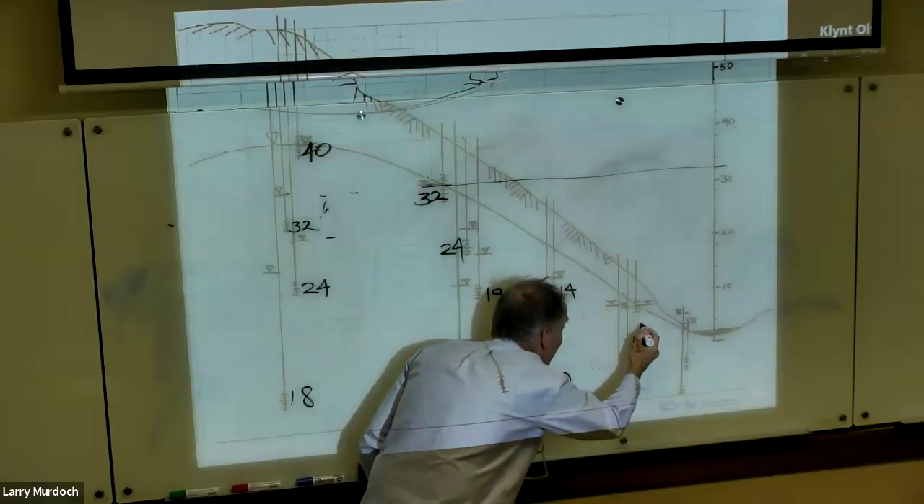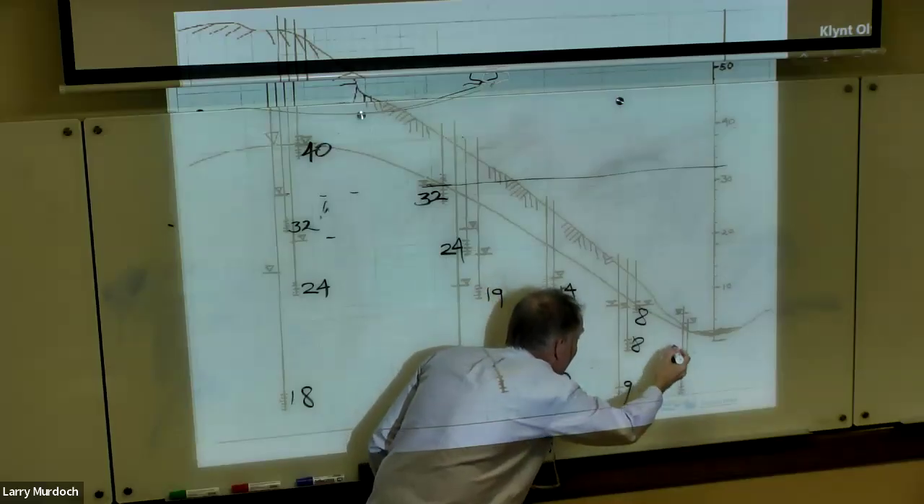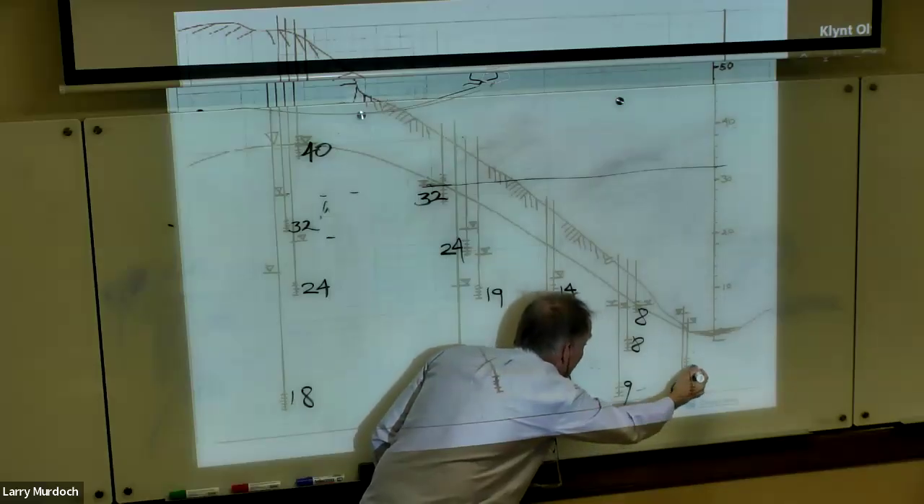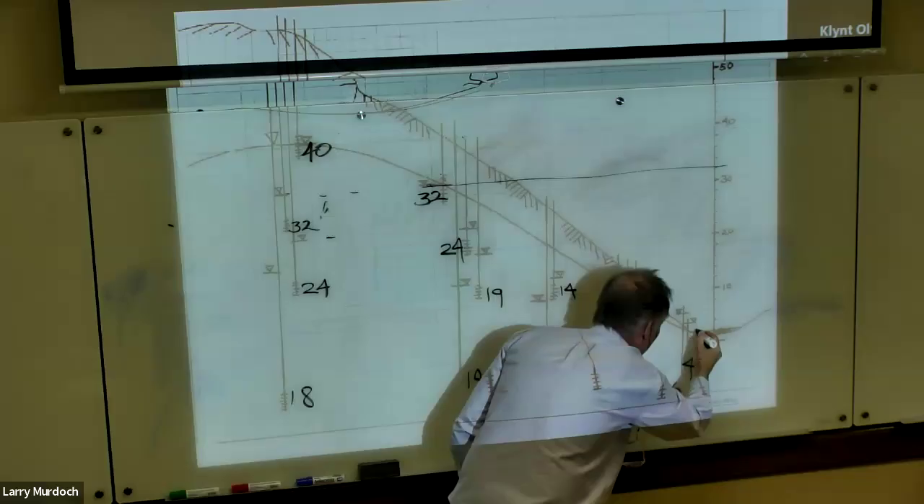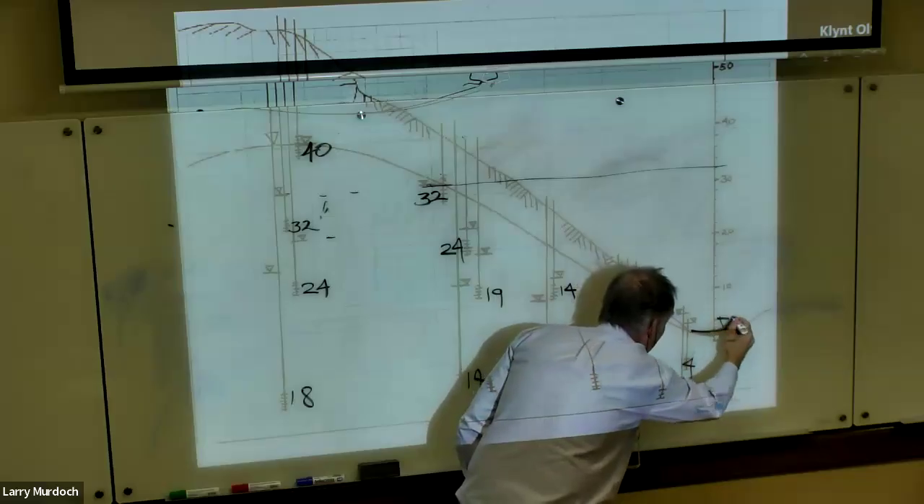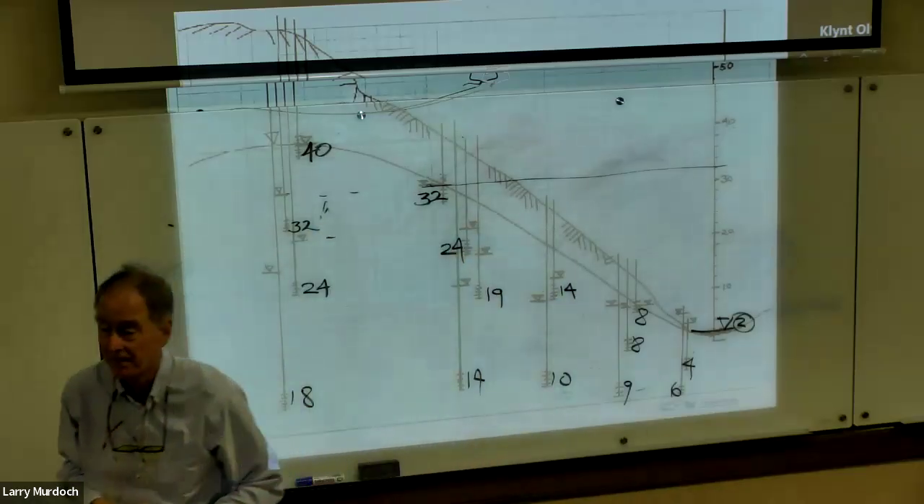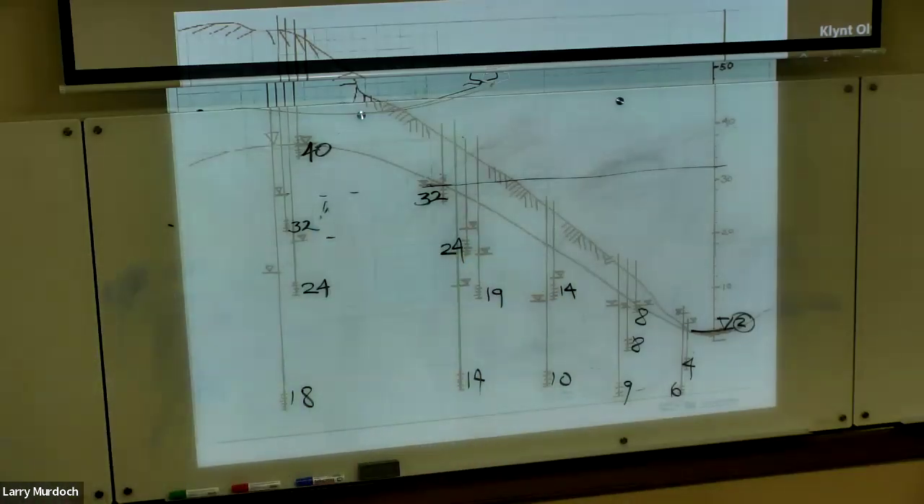8, 8, 6. And this is the stream here, so that's going to be 2. That's right at the stream. Okay, so those are points.